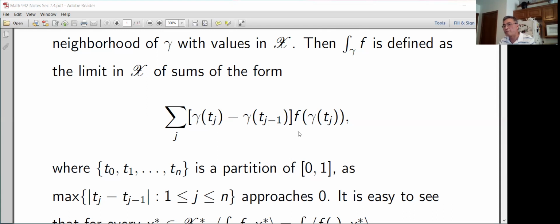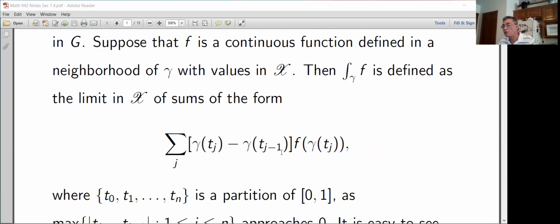We do not need analytic or holomorphic. We only need f to be continuous. Then this limit exists. And it is defined to be the integral of f over gamma.